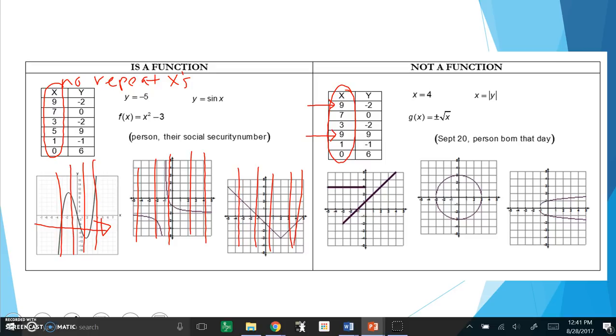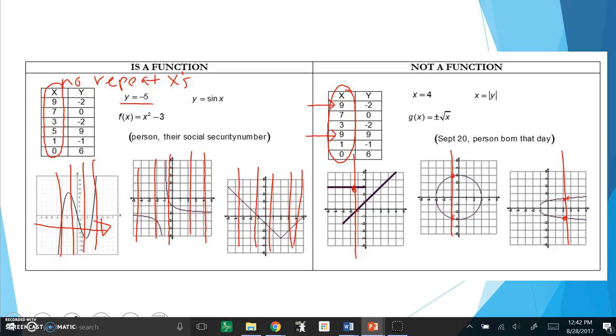When I go over to not a function, right there, I draw a vertical line and it touches it twice. That's why it's not. Same with here. Not a function. Same with here. Not a function.